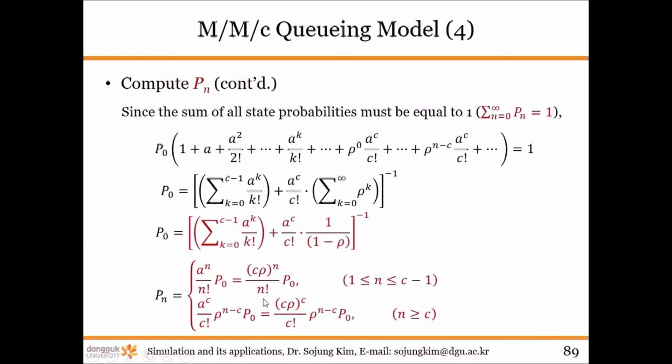It is slightly different when we have the number of customers greater than or equal to C or less than C, because of the availability of the server. Because in this case we have C number of servers, multiple servers.